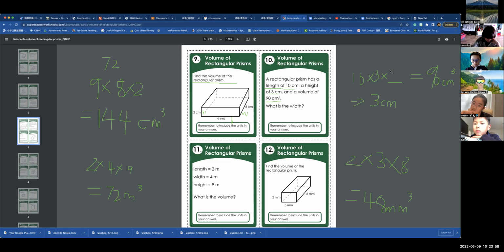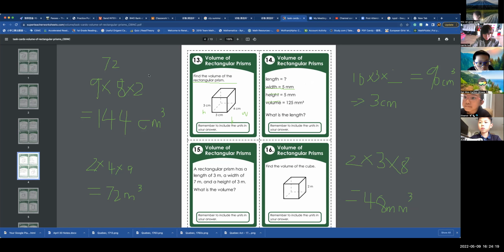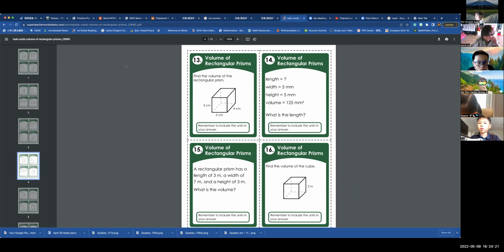Okay, so thank you, Colton. And a very good explanation. So does everybody understand Colton's explanation? Because if you're ready, we're moving to the next 4 questions, okay? 1, 2, go.